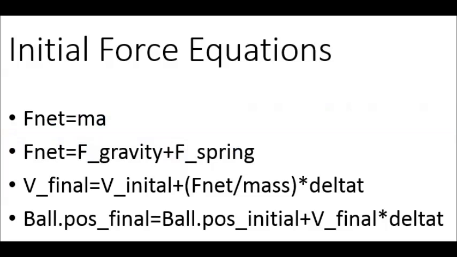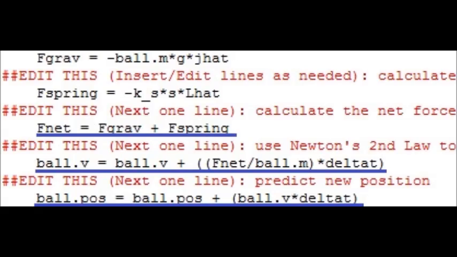From there, we can start plugging in equations to create the model. Starting from Newton's second law, F net equals ma, we find that there are only two forces acting on the mass, gravity and the spring force. That means that F net equals the force of gravity plus the spring force. To find the velocity, we use the equation V final equals V initial plus F net divided by mass times the change in time. For position, the equation is the final position equals the initial position plus V final times the change in time. I plugged that data into VPython.